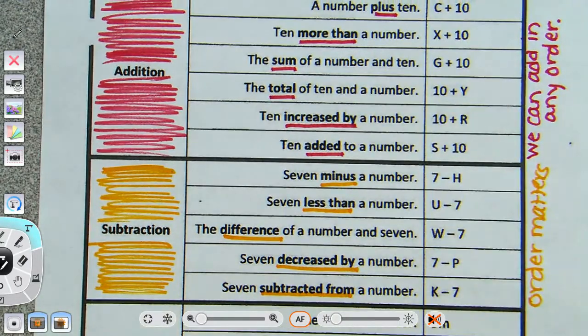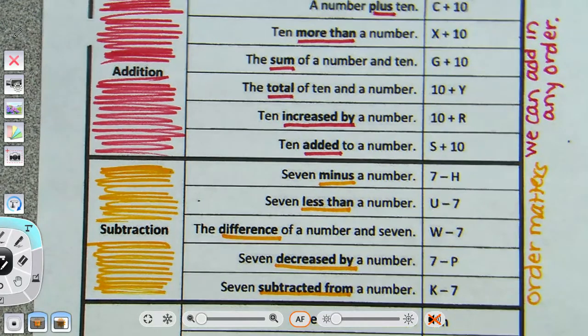Okay, and the reason order matters is if you think about this in a real life problem, if I've got a certain amount of cupcakes and then I subtract some because I ate them, I can't just start with a magical number. I have to start with what cupcakes are sitting on my counter. So if I've got 10 cupcakes and I eat 3, 10 minus 3 shows that. I can't do 3 minus 10 because 3 isn't what I'm starting with. So in subtraction, order matters.